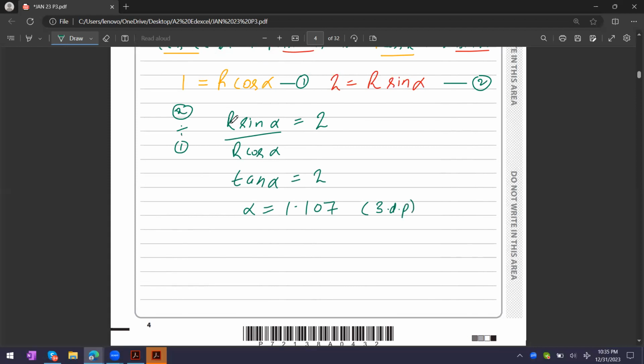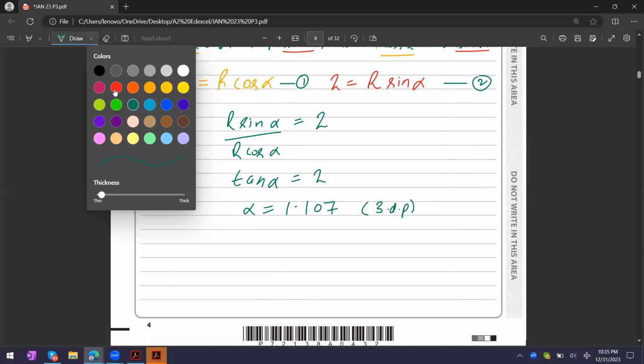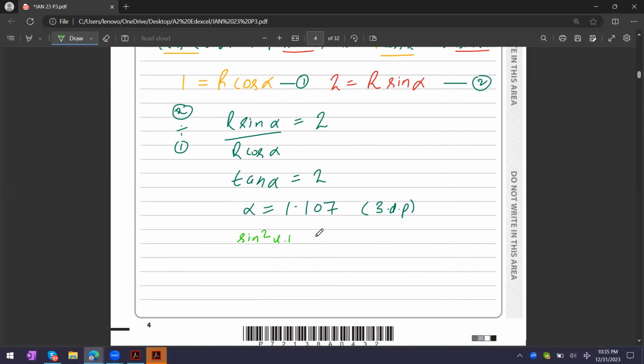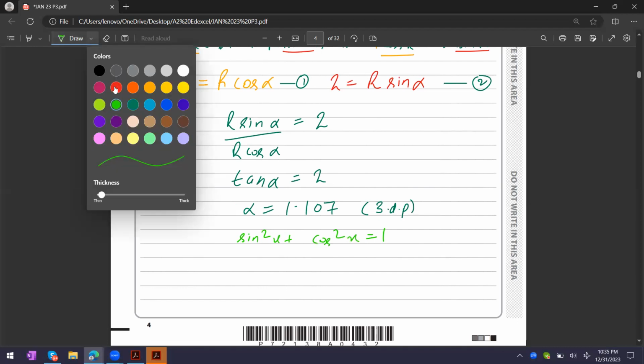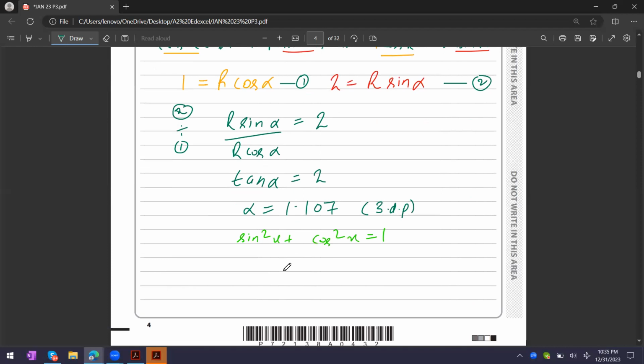Now let's move to the r. How to find r? We know that identity, sine square x plus cosine square x is equal to 1. So we will use that to eliminate alpha here. What you can do, you can take equation number 1 square plus equation number 2 square. Take the square on both sides.